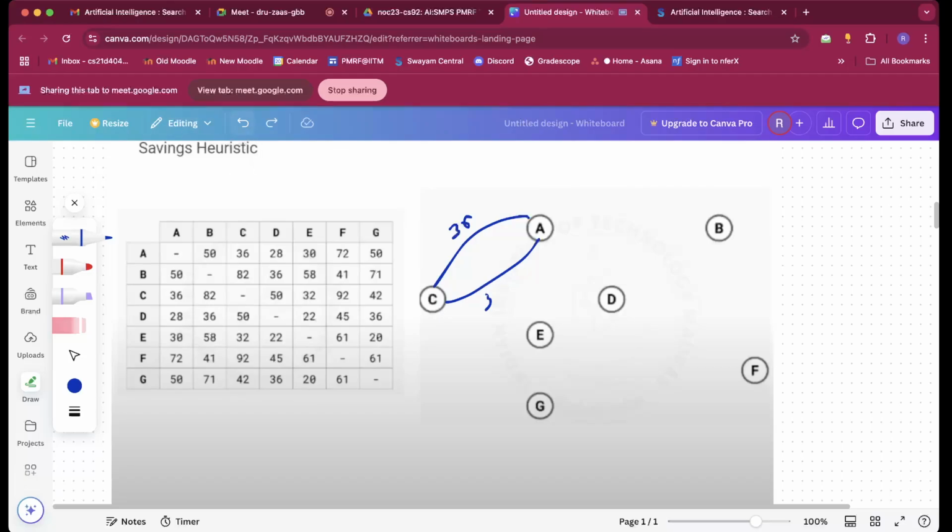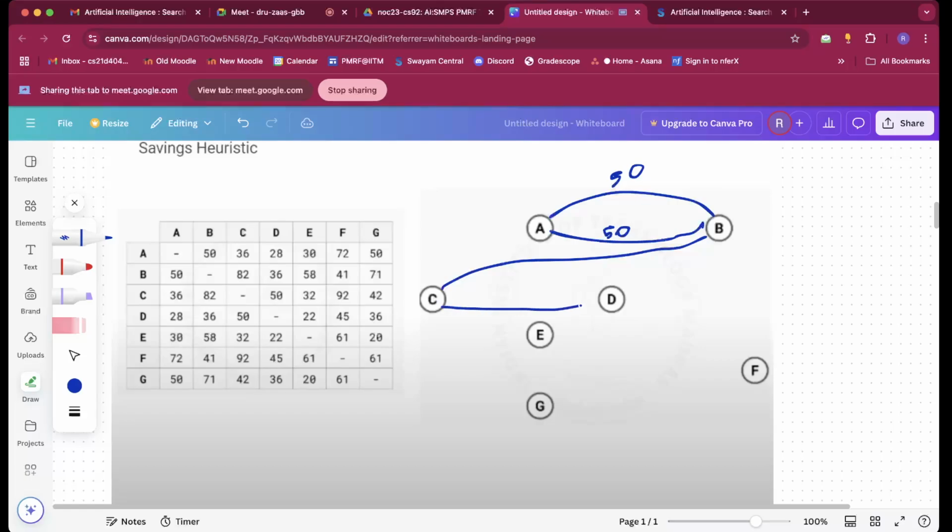Or let's consider a particular node as the base node. Let's say we considered B as the base node, right? So, let's draw these double edges from B to A. So B to A would be 50 each. And then B to C, let's draw. These would be 82 each.